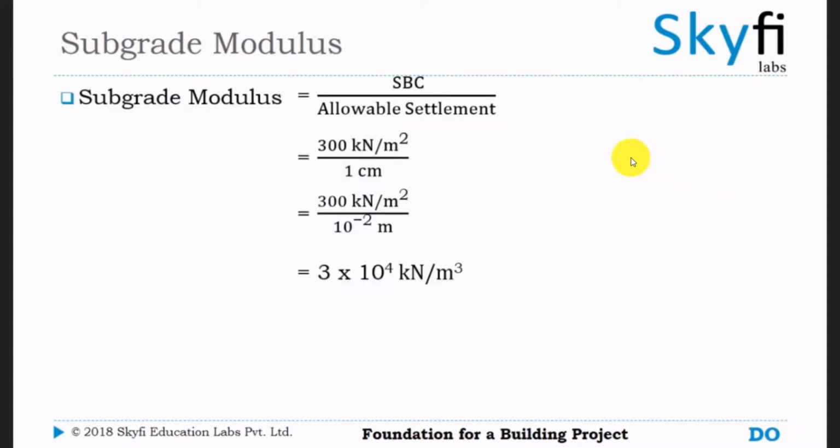The subgrade modulus is as shown. The subgrade modulus is equal to safe bearing capacity divided by allowable settlement. So we'll be taking 300 divided by 1 centimeter, which will be converted, and it will be 3 into 10 to the power 4 kilonewtons per meter cube. After this, we'll be going on to the software. We'll be using SAFE for the foundation design analysis. So let's move on to the software and see how we are going to design the footing.